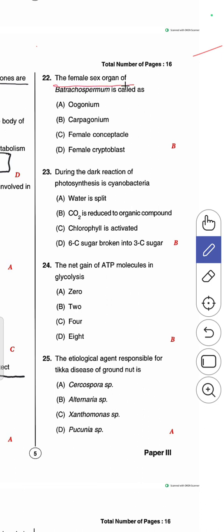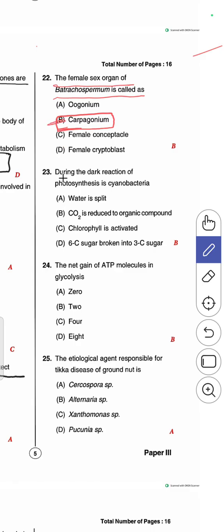A female sex organ of Batrachospermum is called as. So here Batrachospermum, it is one of the algae. So what is the female sex organ? That is Carpogonium. Carpogonium is the right answer for this question.